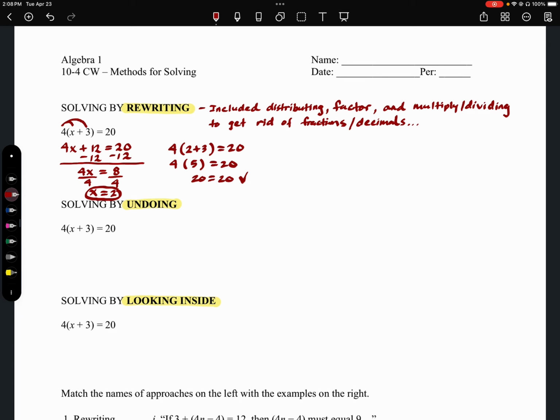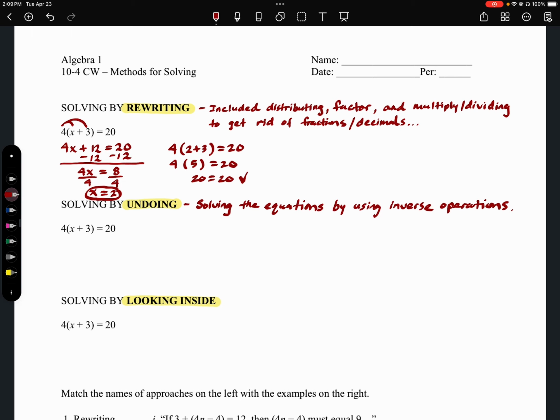Now the second method we'll refer to as undoing, and this is the most traditional, the one that you're probably the most used to. Undoing is just solving the equation by using inverse operations. This is what you're typically used to doing. This is what you've probably done the most of.